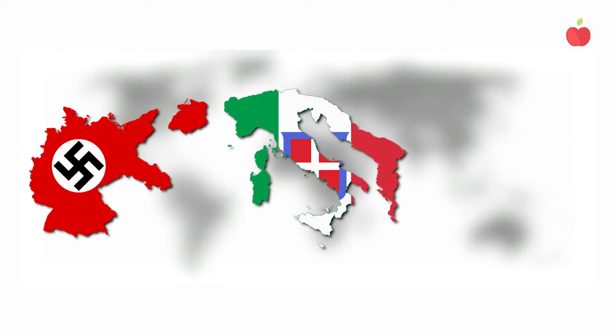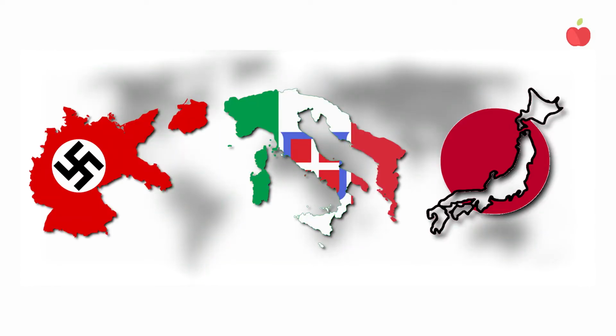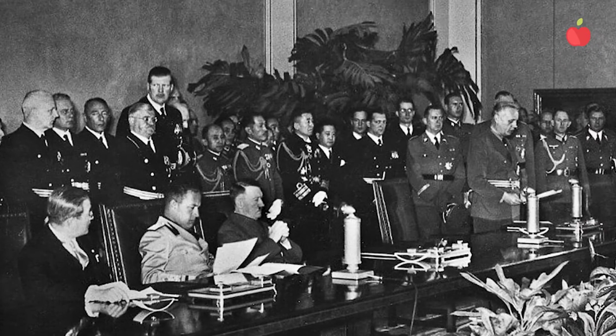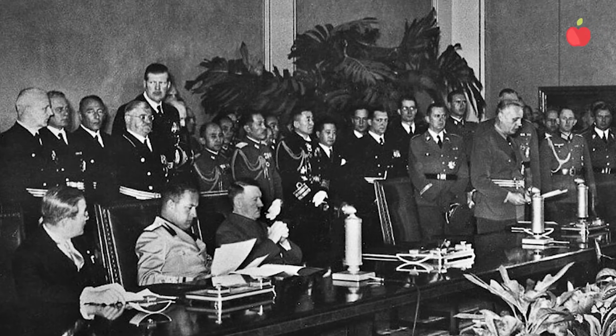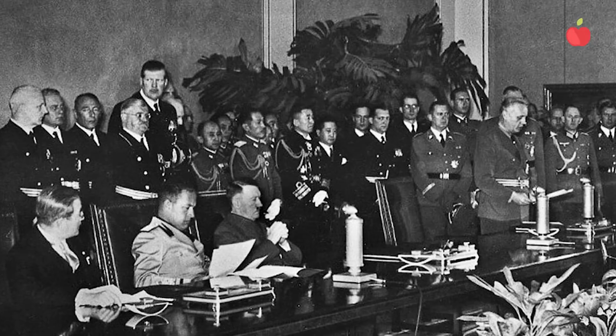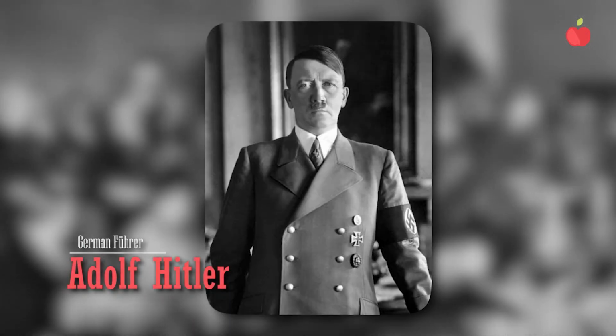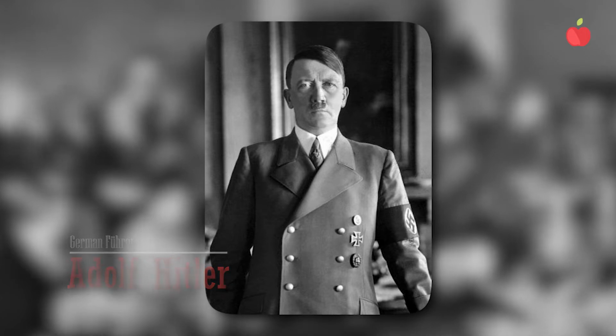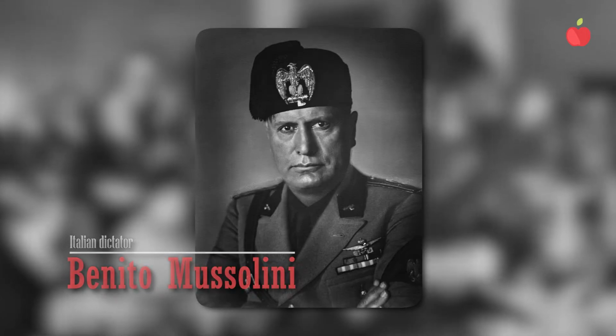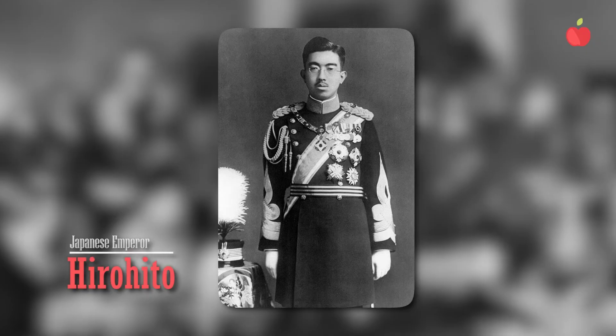Meanwhile, the Axis powers comprised Nazi Germany, Fascist Italy, and Imperial Japan. These nations shared similar ideologies, pursued aggressive territorial expansion, and wanted to establish total dominance over their respective regions. The tripartite was led by German Führer Adolf Hitler, Italian dictator Benito Mussolini, and Japanese Emperor Hirohito.